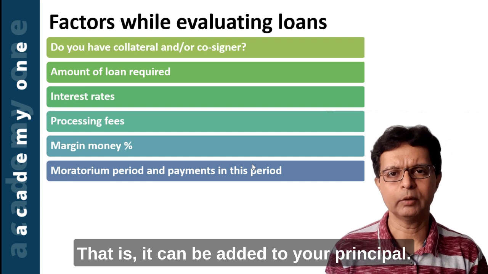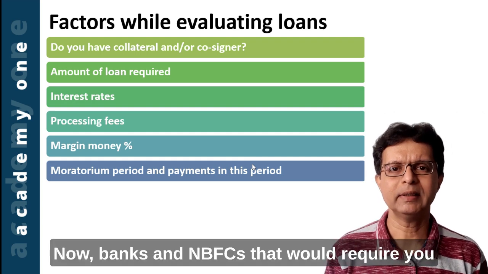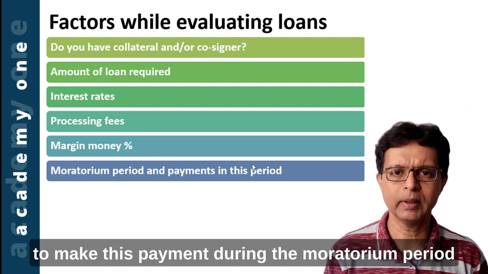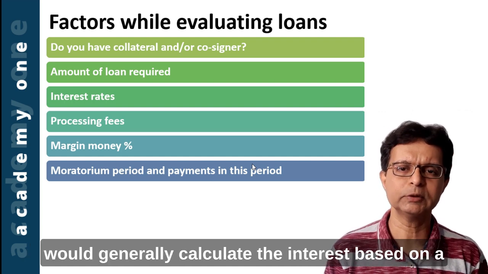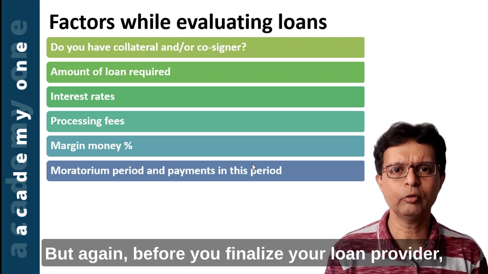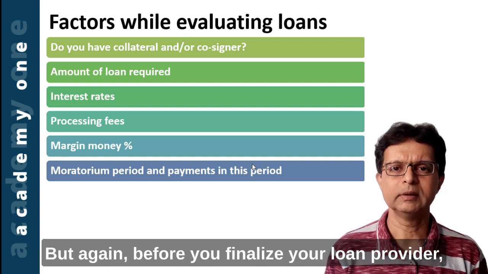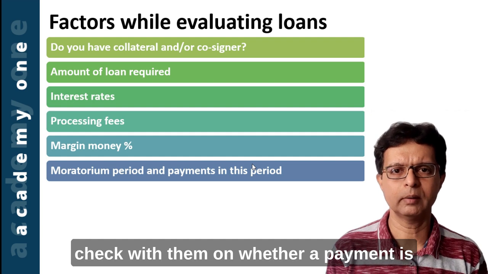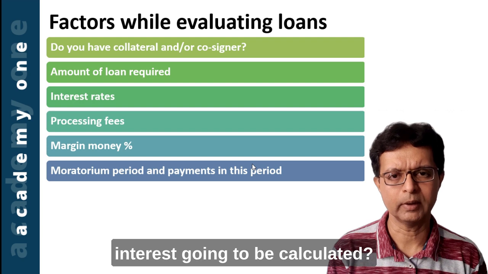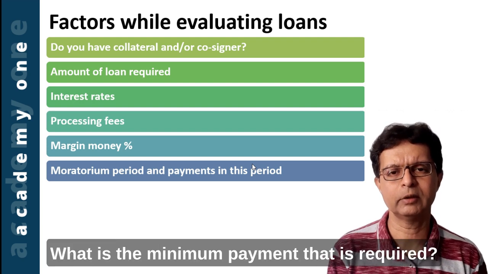That is, it can be added to your principal. Now, banks and NBFCs that would require you to make this payment during the moratorium period would generally calculate the interest based on a simple interest method during this moratorium period. But again, before you finalize your loan provider, check with them on whether a payment is required during this moratorium period, how the interest is going to be calculated, and what the minimum payment required is.